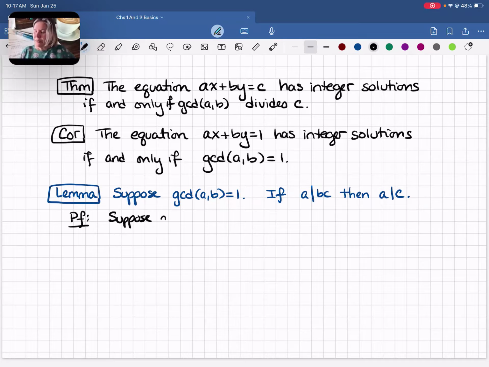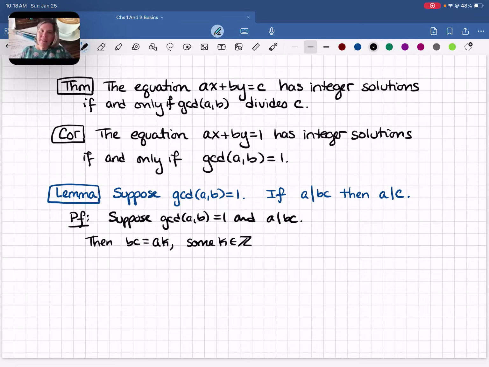Suppose the GCD of a and b is 1. And let's also suppose the hypothesis a divides bc. Okay, so now if we assume that a divides bc, we can use the definition of divides. So we can say then bc is equal to ak for some k in the integers.